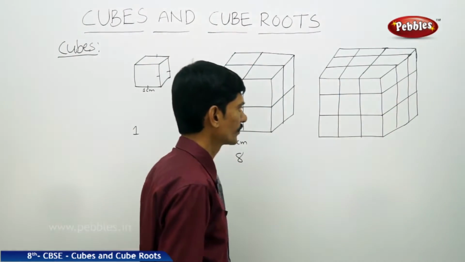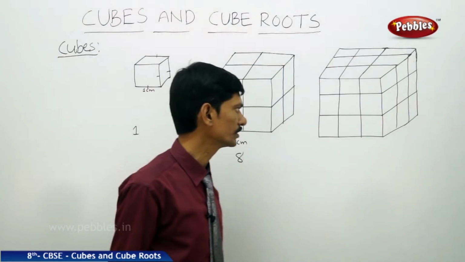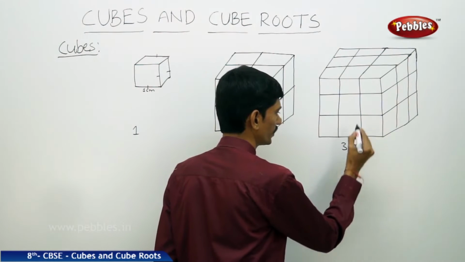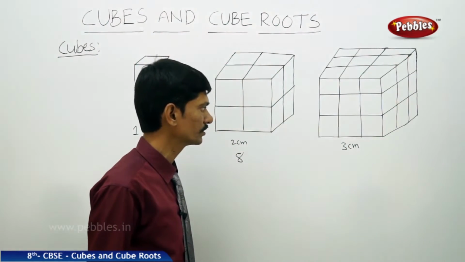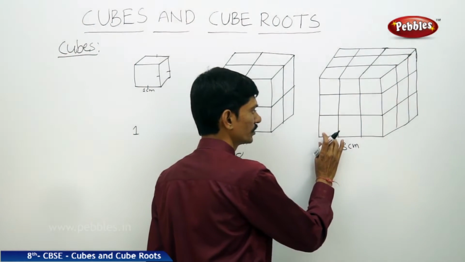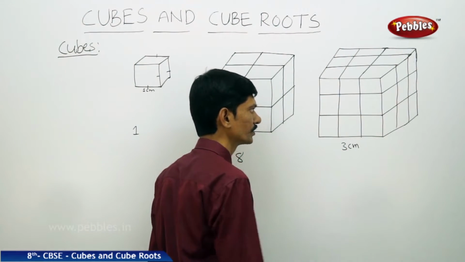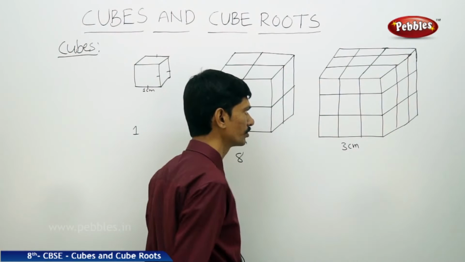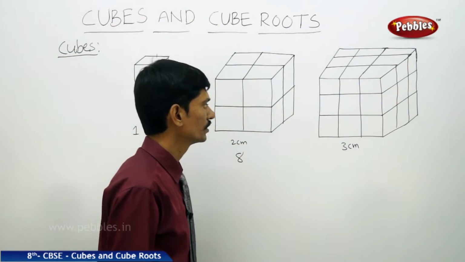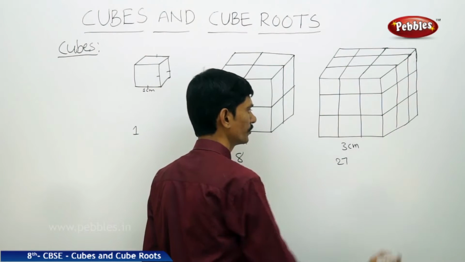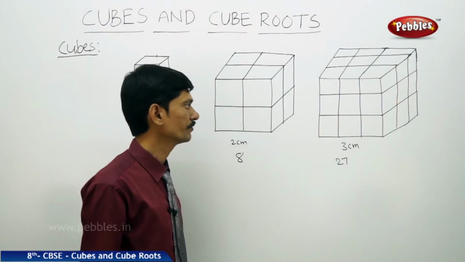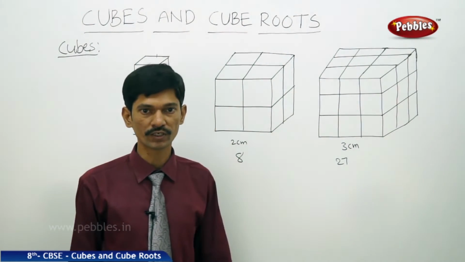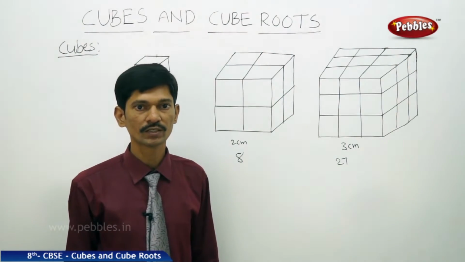Now in the third figure, how many cubes are there whose side is 1 centimeter? First, what is the side of the given cube? 3 centimeters. Along length there are 3 cubes, along breadth 3 cubes, and along the height also 3 cubes. So totally there are 27 cubes whose side is 1 centimeter. If you take another cube of side 4 centimeters, then there will be 4 into 4 into 4, 64 cubes whose side is 1 centimeter.